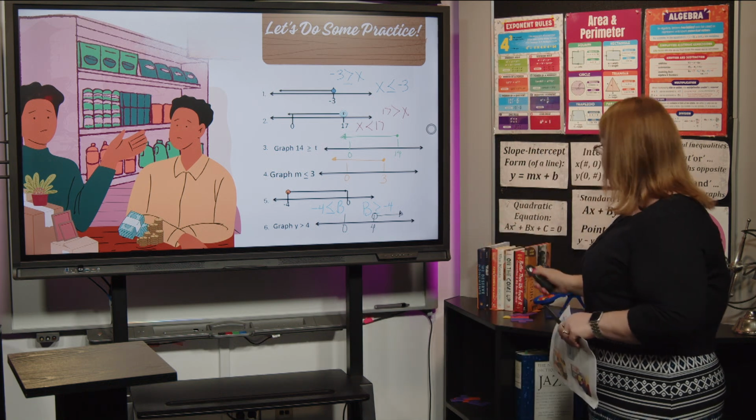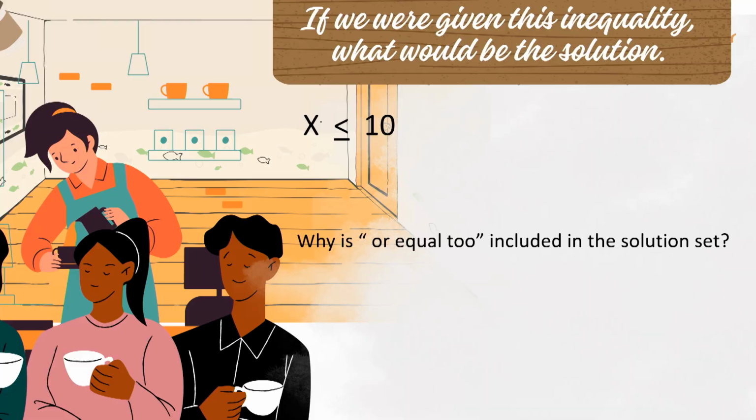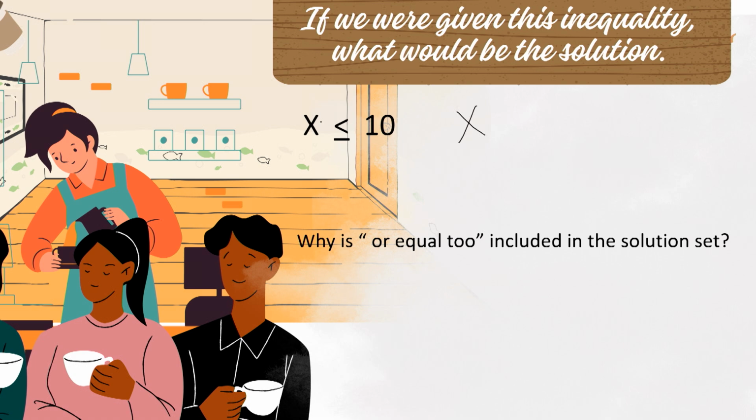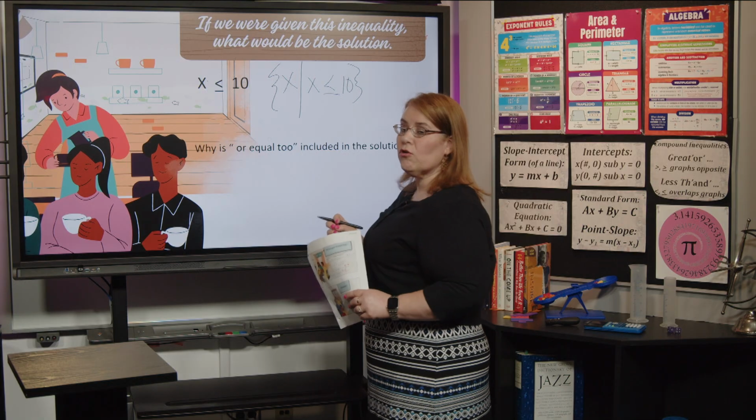All right, so here we go. If we were given this inequality, what would be the solution? All right, y is or equal to included in this solution set. So let's go ahead and write our set notation for this. So I have all of my x's such that x is less than or equal to 10. So this is my set notation. I would also put my interval notation.